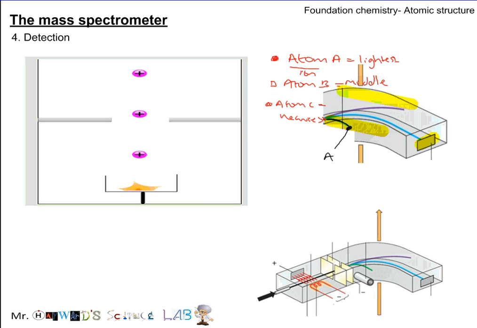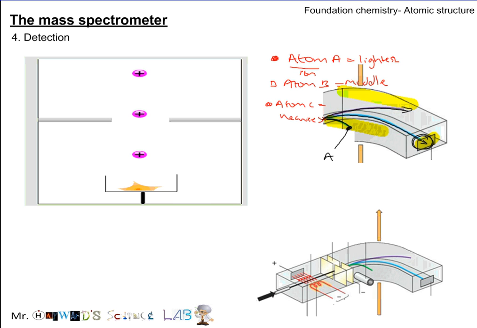detector. Now, atom B is the middle one. Okay, so it's got the middle mass. The magnetic field is going to have the perfect strength for it, and it's going to hit the detector there. And atom C is the heaviest. The magnetic field will have less effect on it, therefore it won't deflect it enough. It'll hit the side over there. So we've detected one atom there.